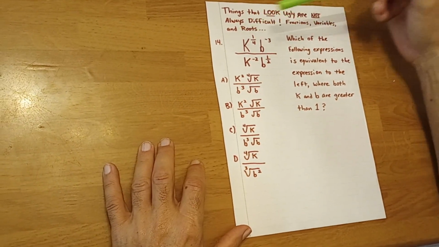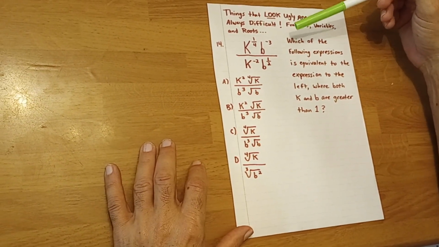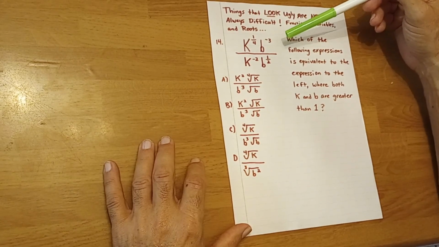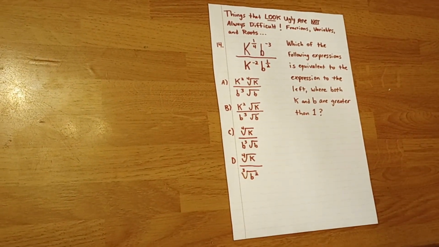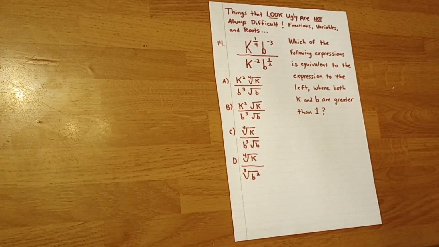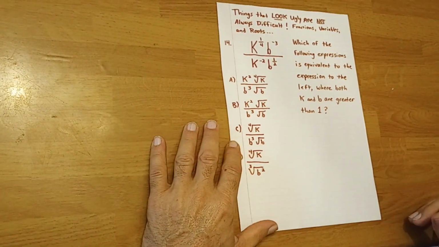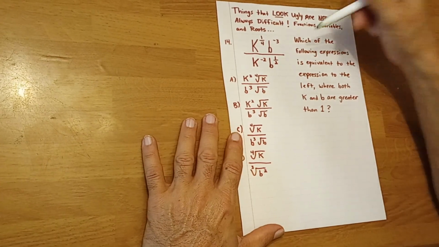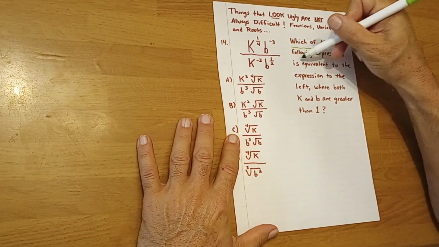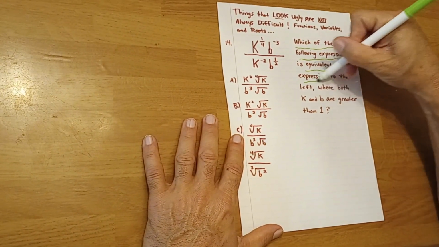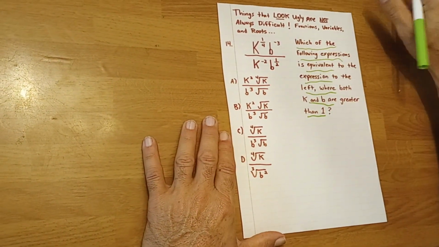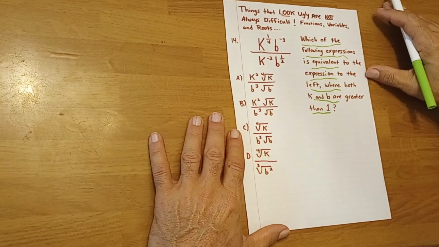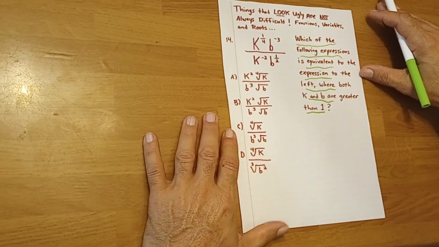Again, this would be a harder question on the non-calculator part of the SAT. Here we have: which of the following expressions is equivalent to the expression to the left, where both k and b are greater than 1? So all of this is the question. And obviously this looks extremely ugly and the answers look complex too. But really it's not so bad.